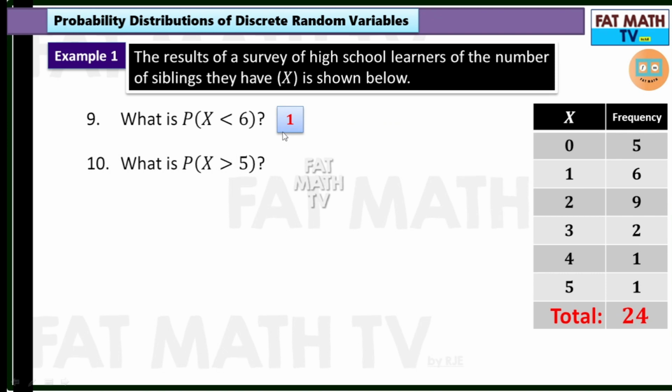The probability that x is greater than 5. Our maximum number of siblings here is 5.